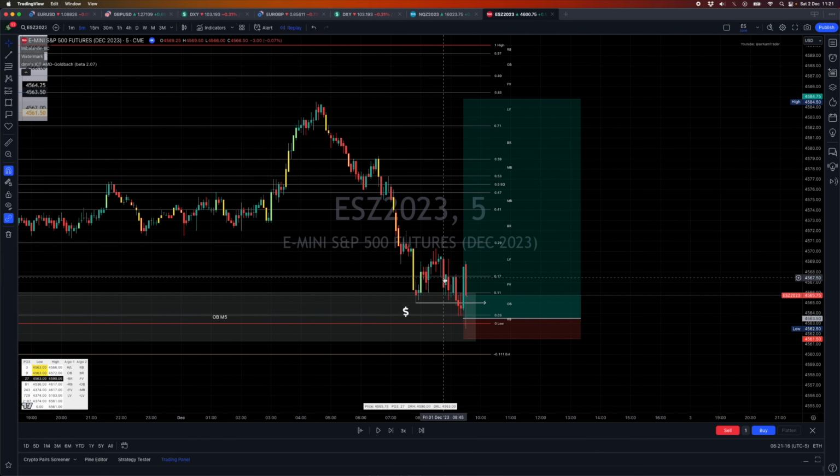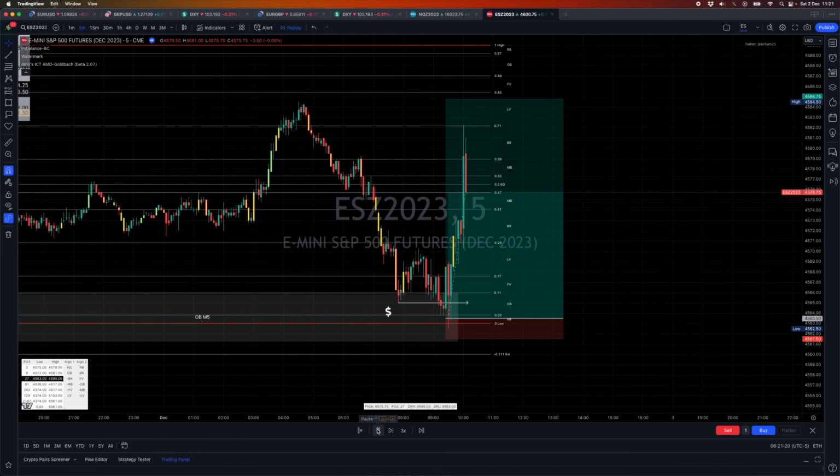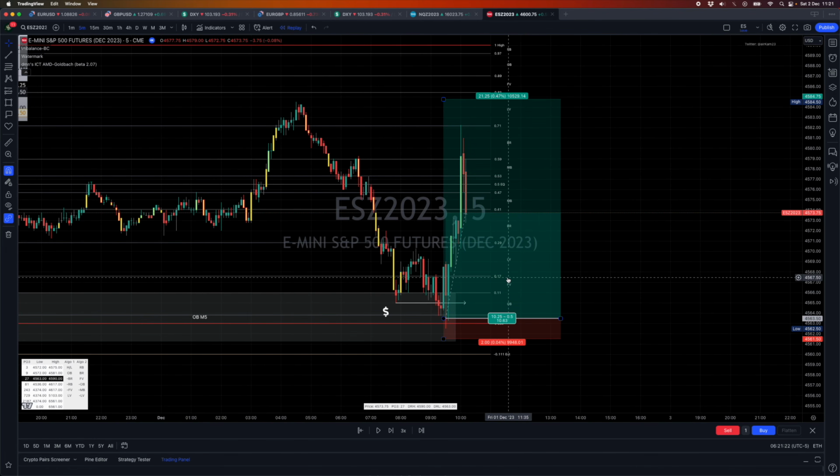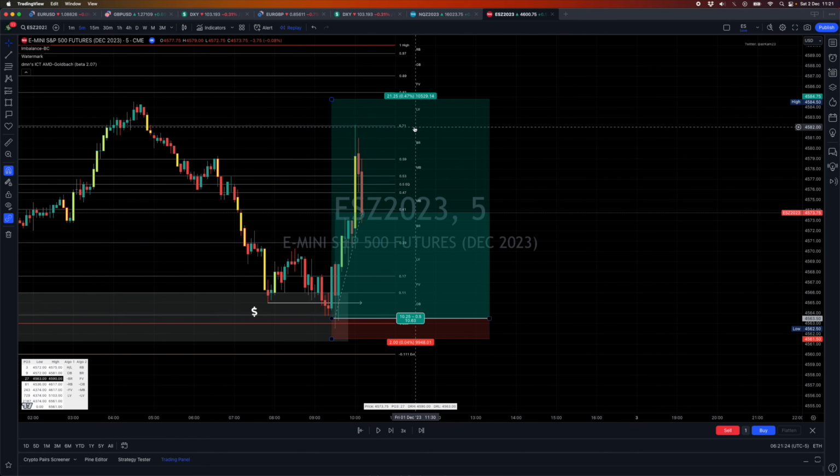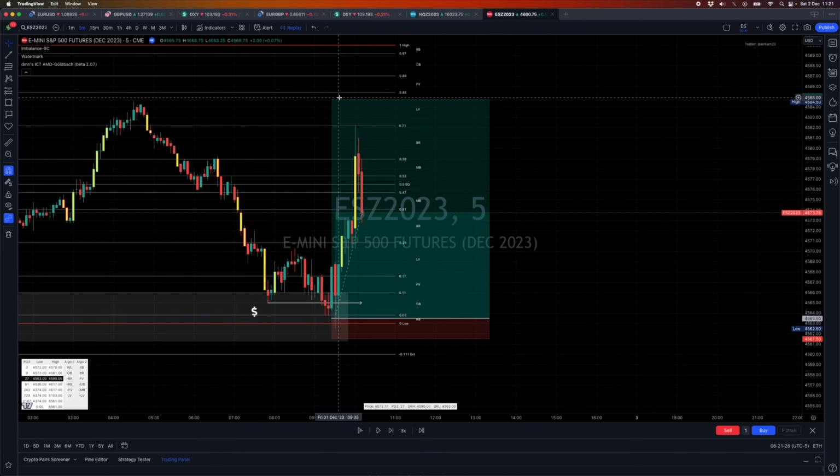As simple as that. And then he took partials on the way up, and it rejected from the top of the breaker level. It didn't fully TP him, it took partials on the way up. This is how you understand how to really trade ICT methods.